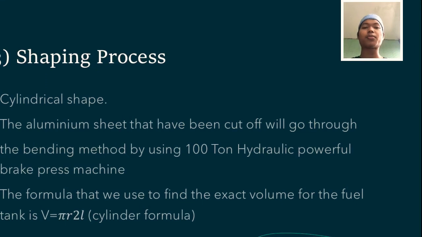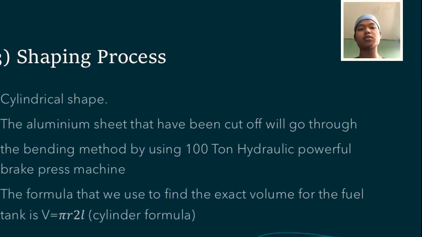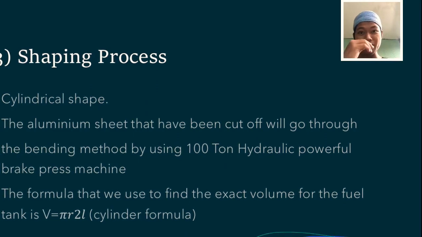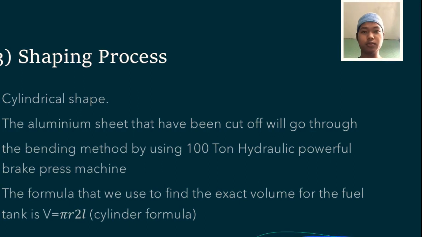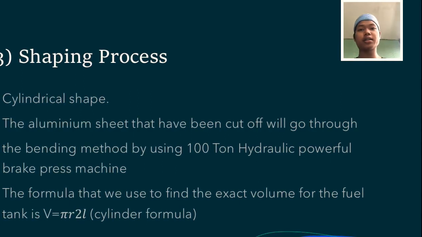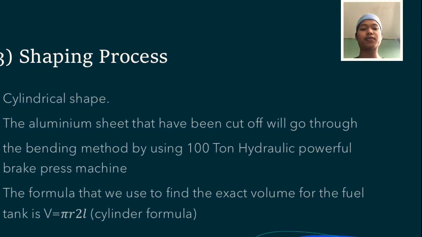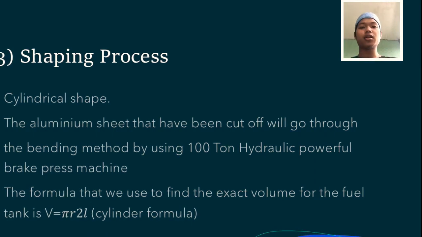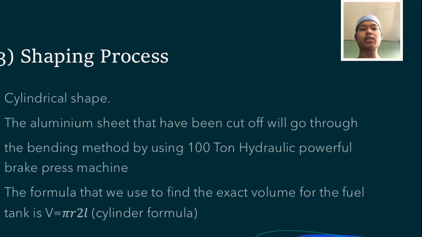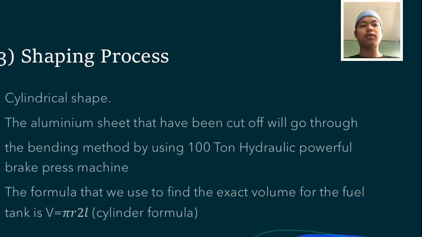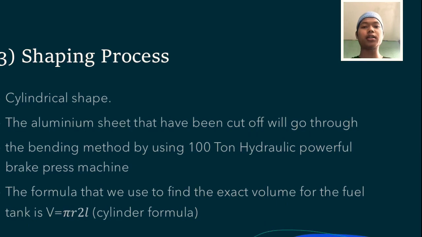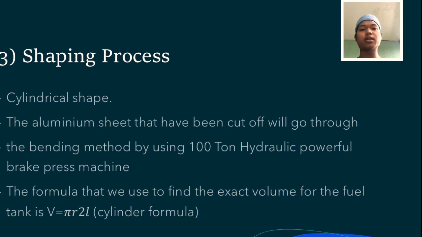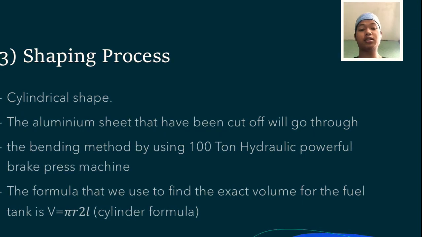Next we go to the shaping process. In the shaping process, we put the specification of the fuel tank, which is diameter 70, length 110, then the liquid height is 55 centimeters. So the volume of the tank that we can get is about 423.3 liters. In this shaping process, we want the fuel tank in a cylindrical shape.